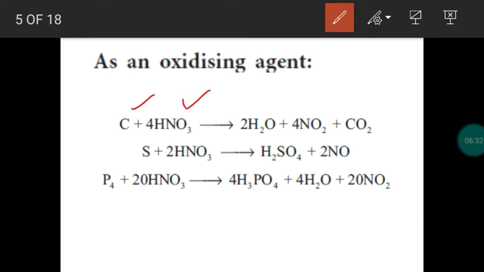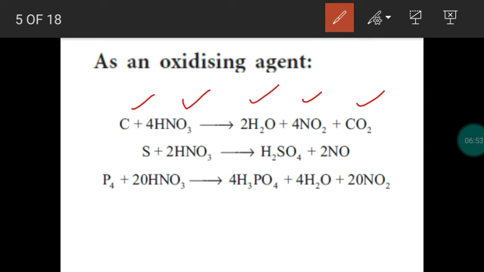When nitric acid is added with non-metal carbon, it is oxidized into carbon dioxide. So addition of oxygen to the carbon is an oxidation process, which is induced by nitric acid. So it is an oxidizing agent. Along with the liberation of carbon dioxide, we have nitrogen dioxide gas as well as water.